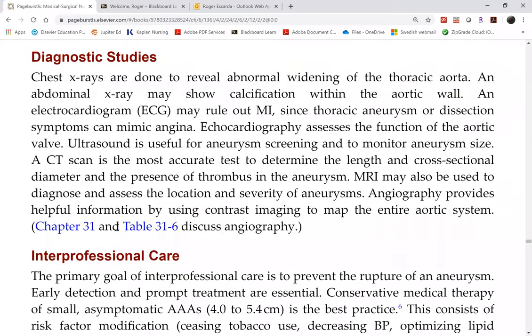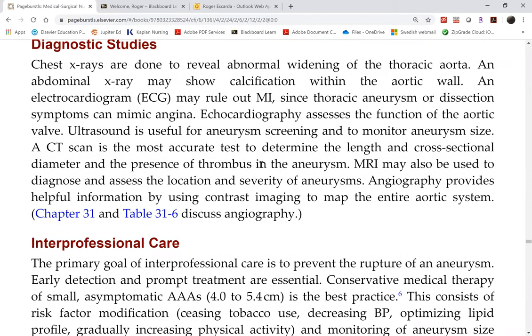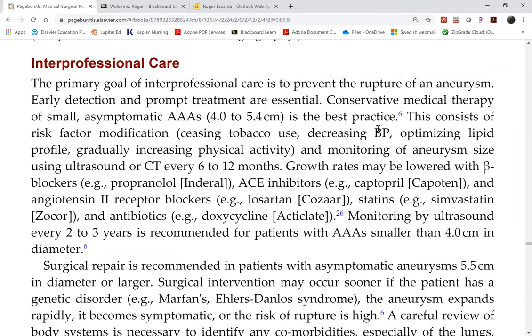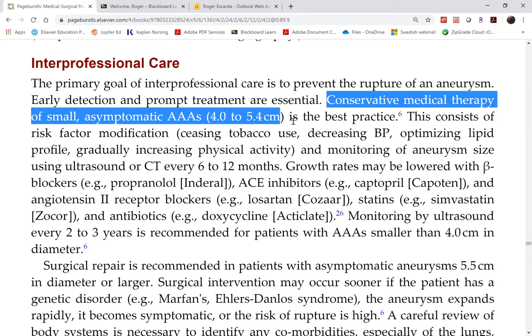We already know how it's diagnosed, so you just need a scan. You need a picture. Either an abdominal x-ray or a CAT scan will give you a better picture. They are repaired if they reach a certain size. If the size is small and asymptomatic, you just do conservative medical therapy, which is managing blood pressure, reducing cholesterol, and losing weight. So you control the aggravating factors.